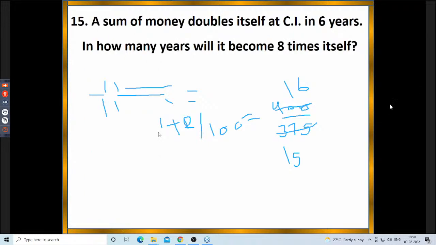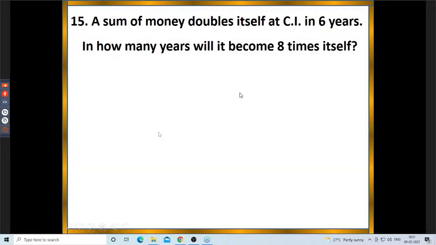Next one, next model. A sum of money doubles itself at compound interest in 6 years. In how many years will it become 8 times itself?